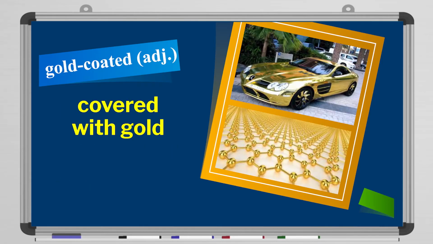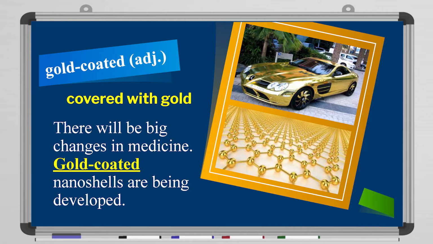The next vocabulary item for today is called gold-coated, and it's an adjective. It means covered with gold, just like the car you see on display. There will be changes in medicine. Gold-coated nanoshells are being developed.